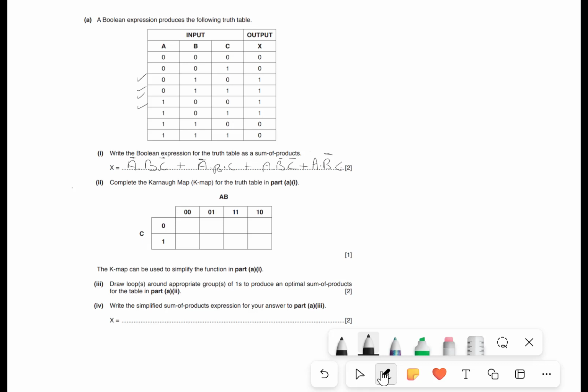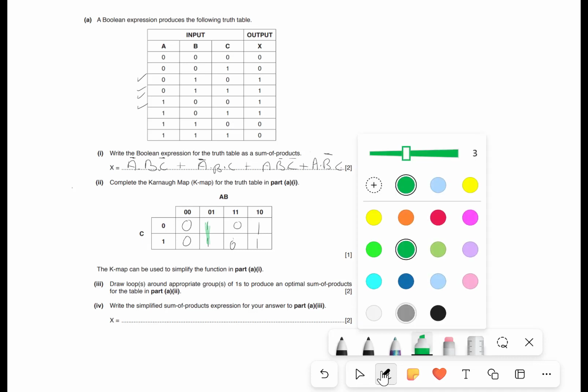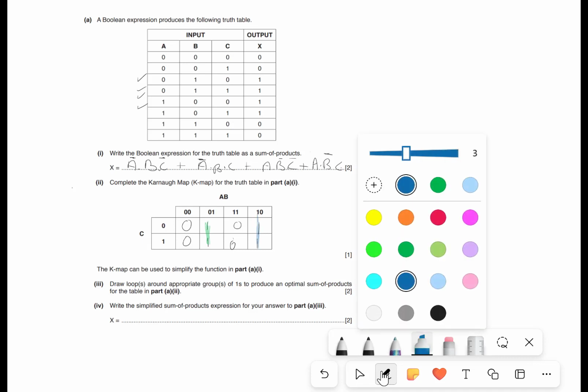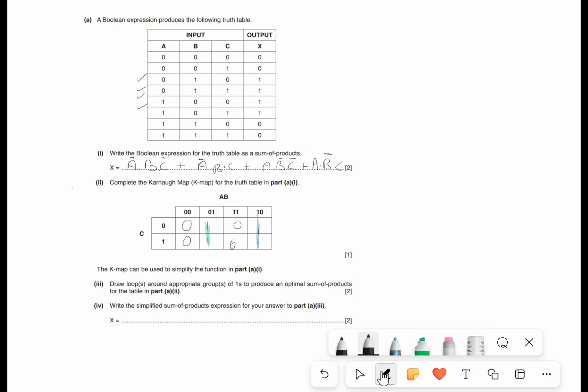Okay, now let's do the K-map. So we've got 0, 0, 0, 1 gives us a 1, 0, 1 gives us a 1, 1, 1 gives us a 0, 1, 1 gives us a 0. Okay, I'm going to group them. So this is going to be one group, it's a pair. And this is going to be my other group, it's a pair. Let's do my magic pen.